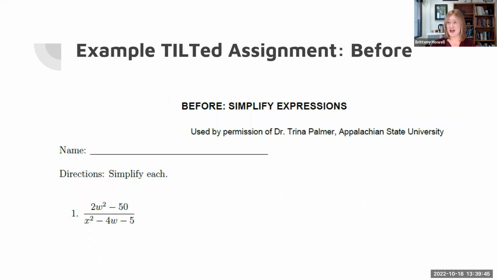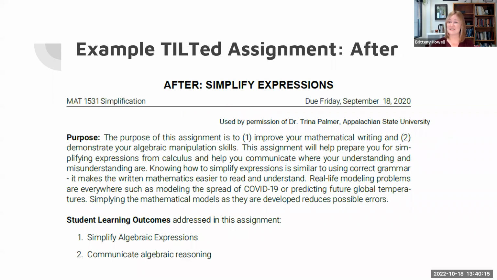So these are on the Tilt Higher Ed website. They're not my examples, but here's an example that was provided by a faculty member from Appalachian State University, a math question. This is her old assignment before it was tilted. Name, directions, simplify each. And she had a bunch of math problems there. That's it. Very simple, right? This is the sort of thing that we have probably done with students before, just given them one sentence of instructions or directions. Here's what her assignment looks like after.